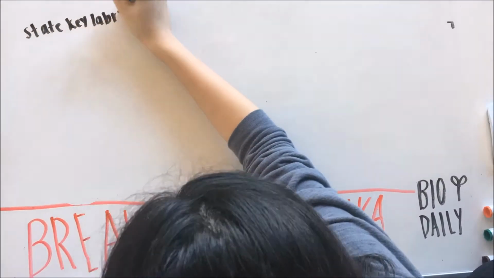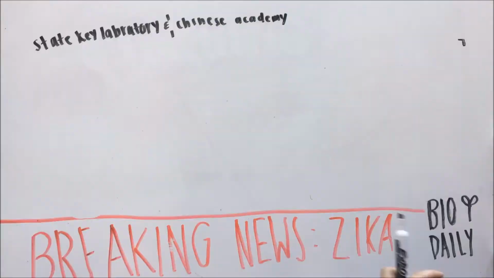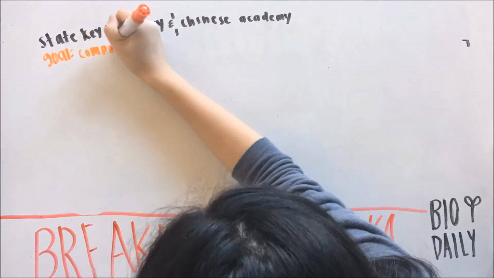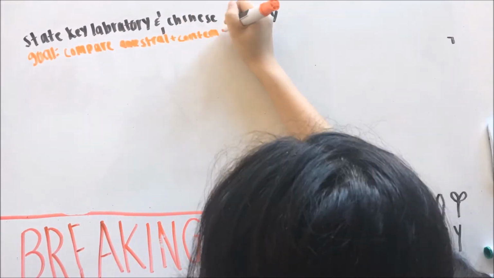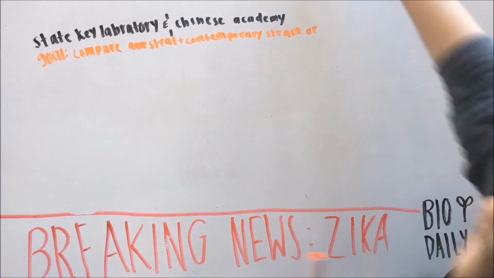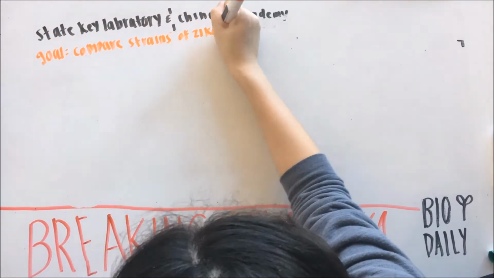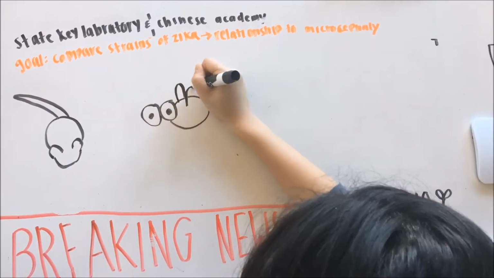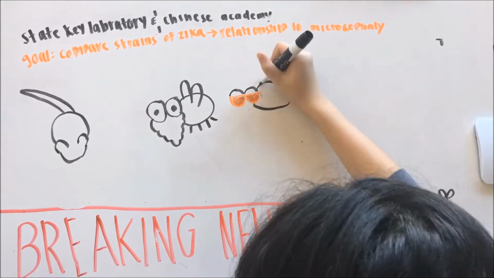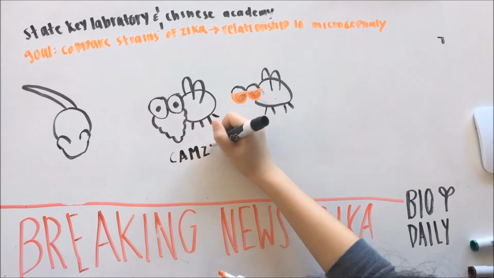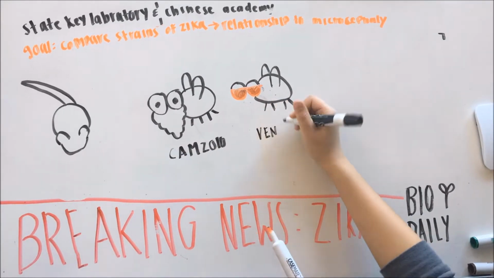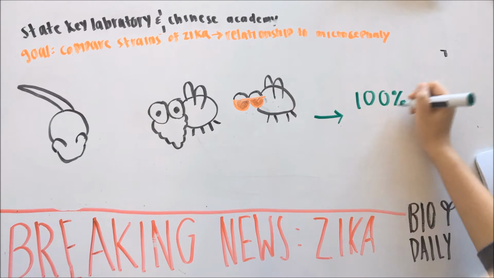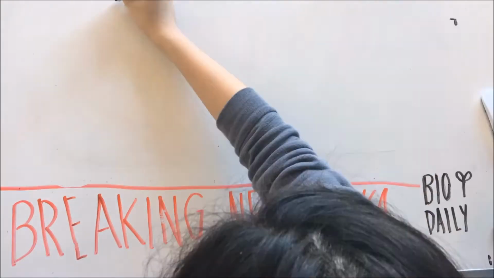A study conducted by researchers at the State Key Laboratory of Molecular Developmental Biology and at the Chinese Academy of Sciences aimed to compare ancestral and contemporary strains of Zika and their relation to microcephaly. They infected neonatal mice with their ancestral strain, CAM 2010, and 3 contemporary strains, MTQ 2015, VEN 2016, and SAM 2016, and found the latter caused 100% mortality.